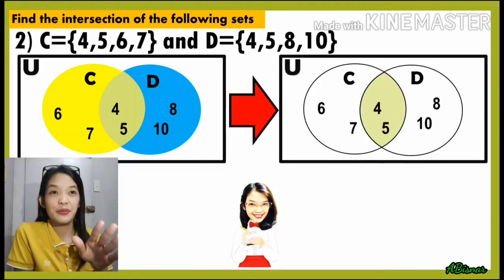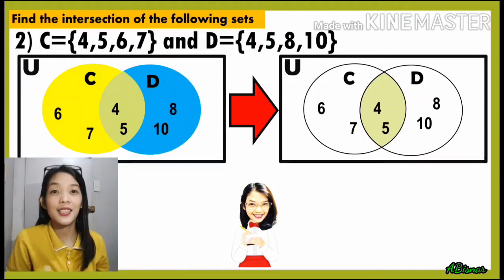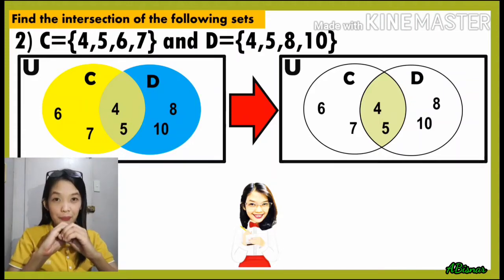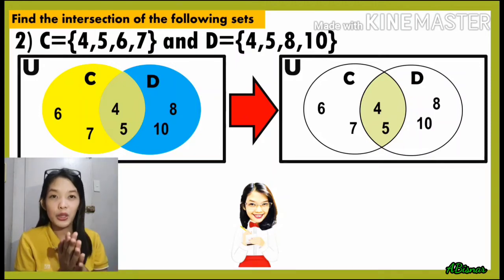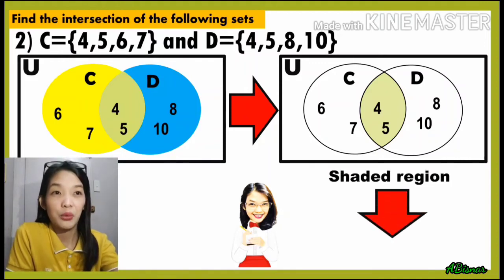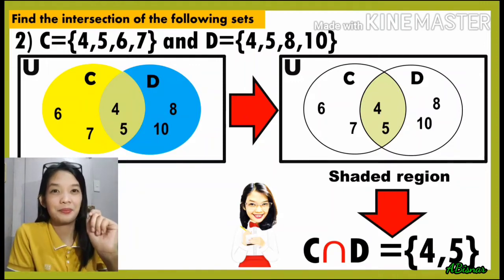So as you observe, the common elements are written under the intersection of the circle. It is the part where the two circles overlap. And the overlapping area, or the overlapping portion of it, will be the shaded region. And the shaded region will be the answer. And what are those elements? We have 4 and 5 as the intersection of C and D.